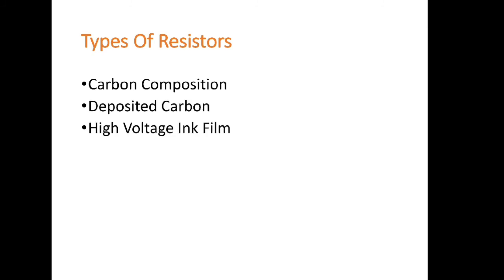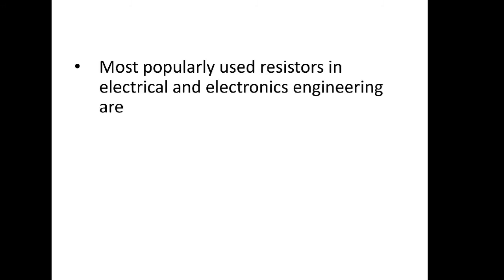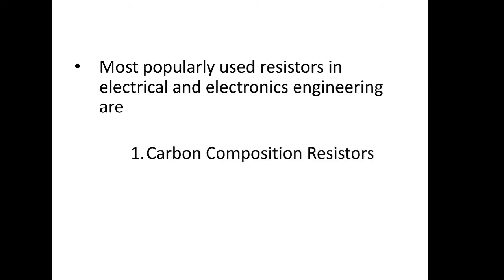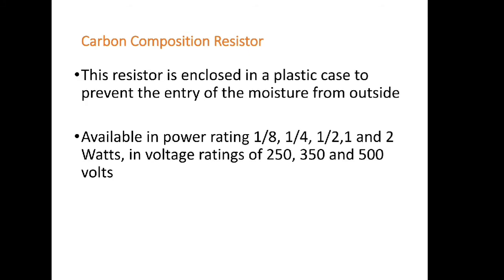So there are different types of resistors. One is the carbon composition, the second is the deposited carbon, the third is the high voltage ink film type, the fourth is metal film, the fifth is metal glaze, and then wire wound and ceramic metal. Among all these, we'll be using the wire wound as well as the carbon composition resistors. The most popularly used resistors in electrical and electronics engineering are carbon composition resistors, and second, wire wound resistors. So, the carbon composition resistor.